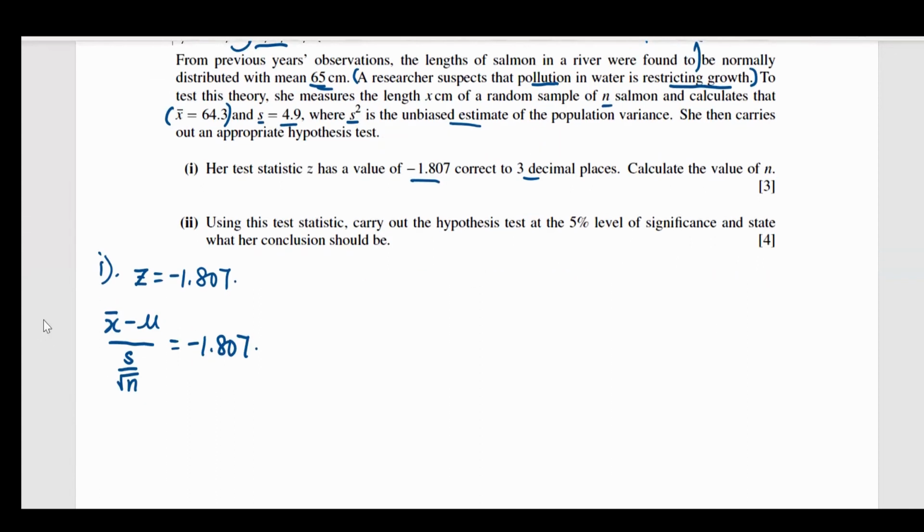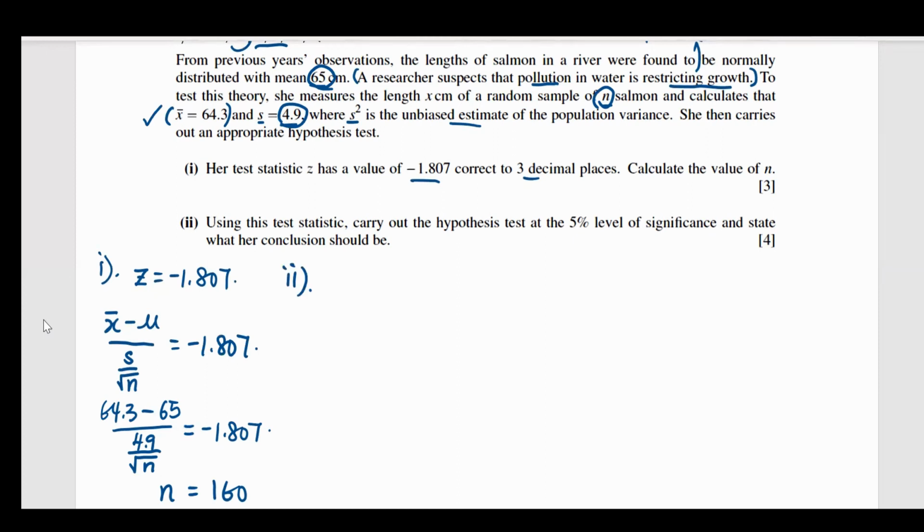And hence we sub in the values. Do we have the sample mean? Yes, 64.3. What is the population mean? 65, as given by the question. And do we have the standard deviation? Yes, 4.9. And divided by the square root of the sample size, which is what we need to determine. So we calculate the value of n, and we will eventually get n to be 160. So the sample size is 160. Okay, done with part 1.